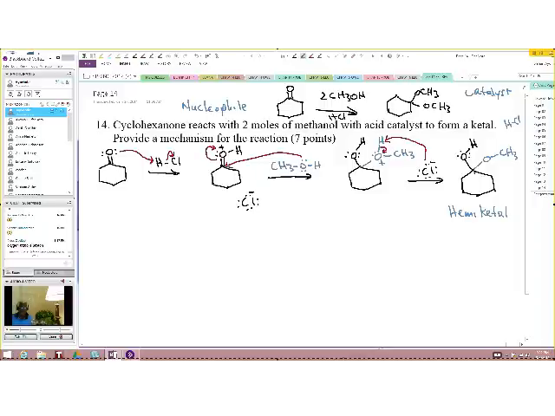Now, since we have excess alcohol, this hemiketal could further react with HCl, just as it did before. This oxygen here comes here, grabs this proton, releasing these two. So now we have a protonated hemiketal.